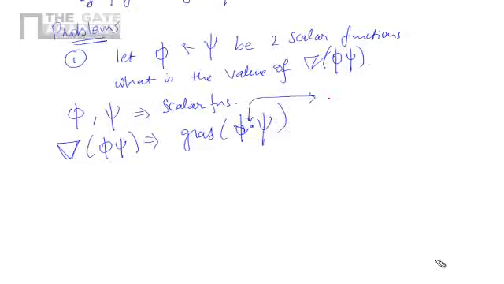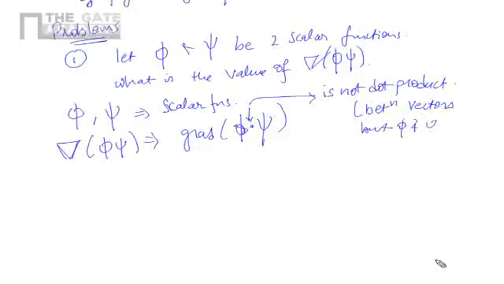Now what is this dot? This dot is not a dot product. Please remember that, because dot product can be taken between only two vectors, but phi and psi are scalars. Remember that, okay? This is very important. So this dot is just a multiplication, like how I write 5 into 2 as 5.2, like that only it is. Okay, now let me write the meaning of it.